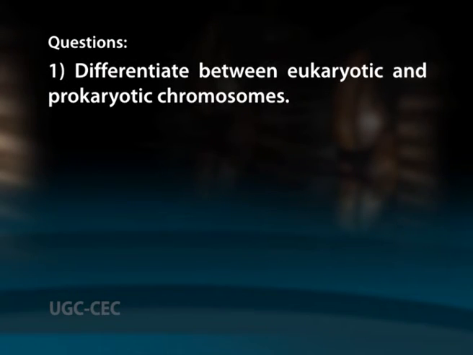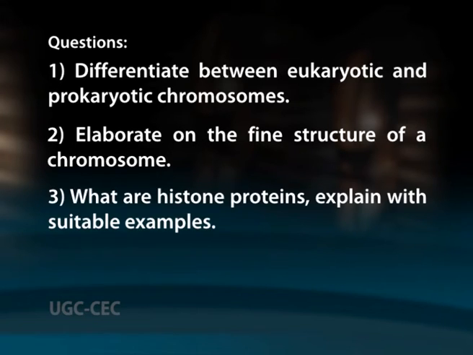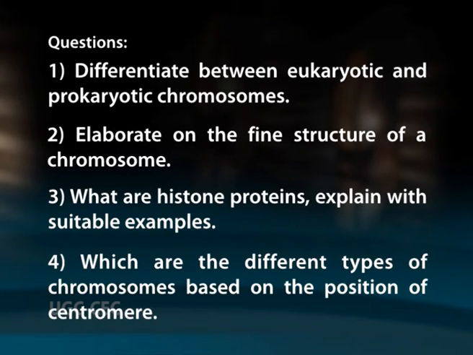Here are a few questions for you to work out. Differentiate between eukaryotic and prokaryotic chromosomes. Elaborate on the fine structure of a chromosome. What are histone proteins? Explain with suitable examples. Which are the different types of chromosomes based on the position of centromere?